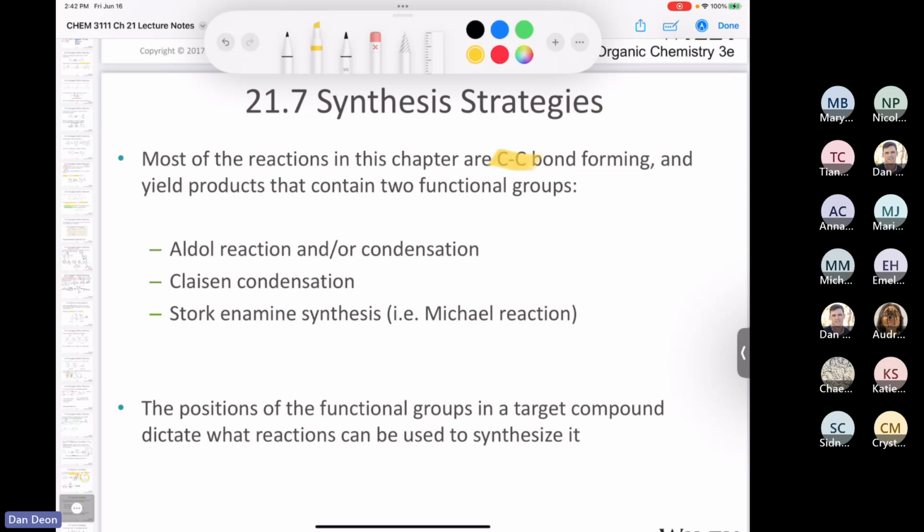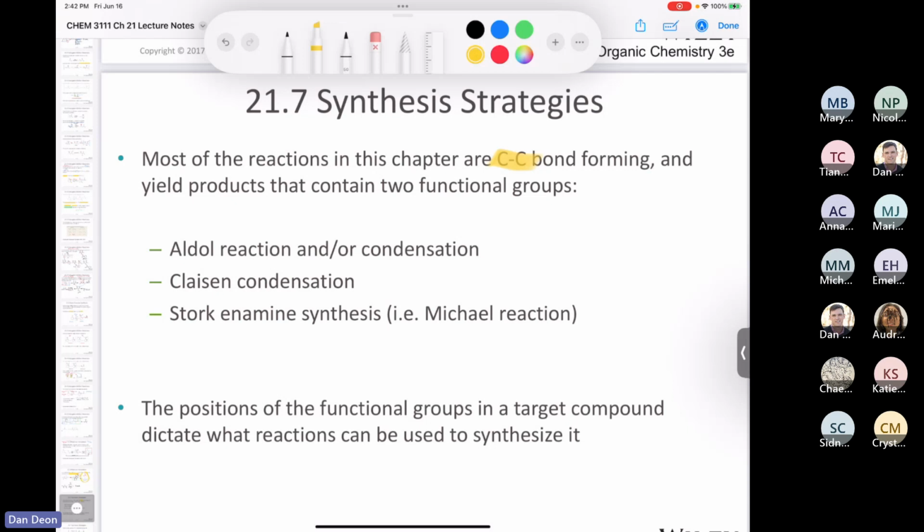Learn how to, or find a way to, make carbon-carbon bonds in organic chemistry, and you'll get famous. Also, oftentimes we made compounds that had two functional groups, like a ketone and an ester, or an ester and an alkene, right? Things like that. And so you need to know aldol reactions. You need to know aldol condensation, aldol addition, Claisen condensation, the Michael reaction, Stork enamine, all that stuff.